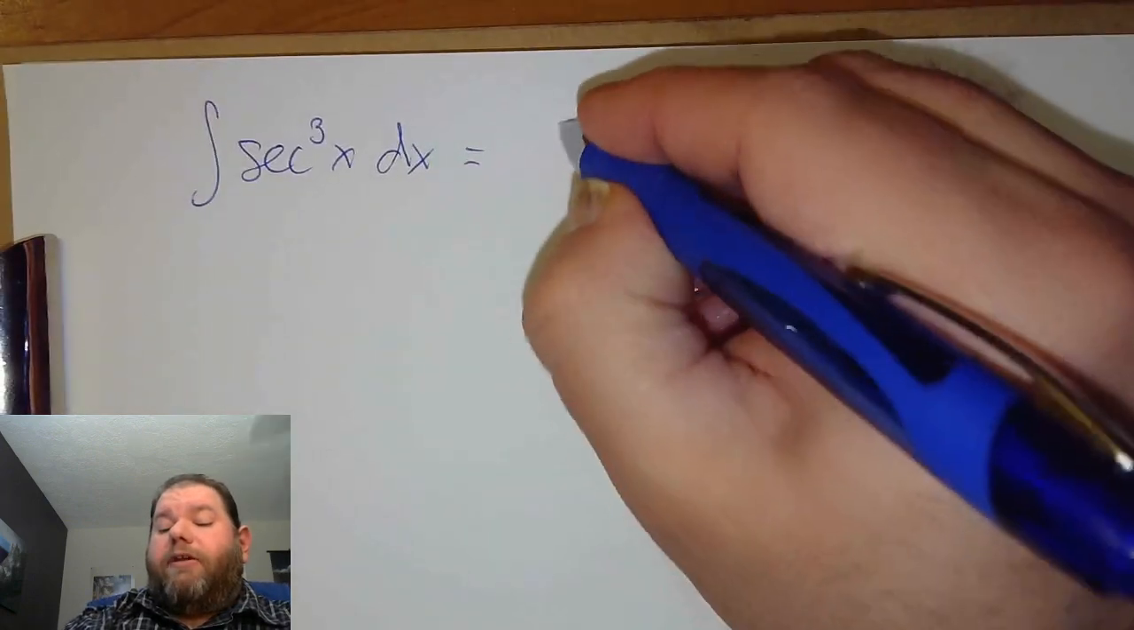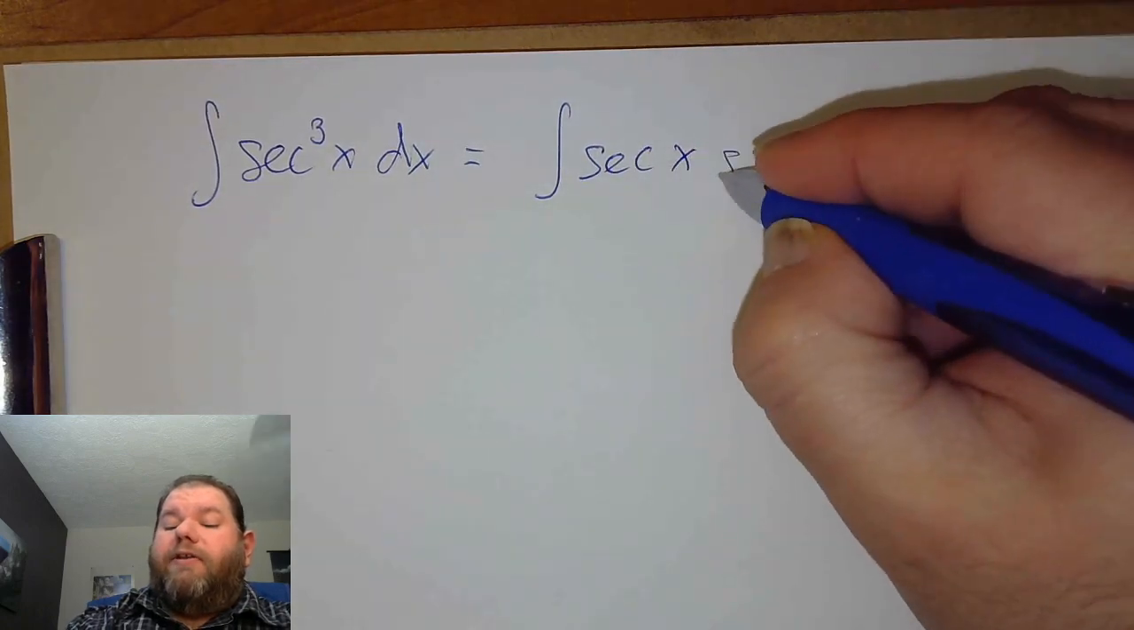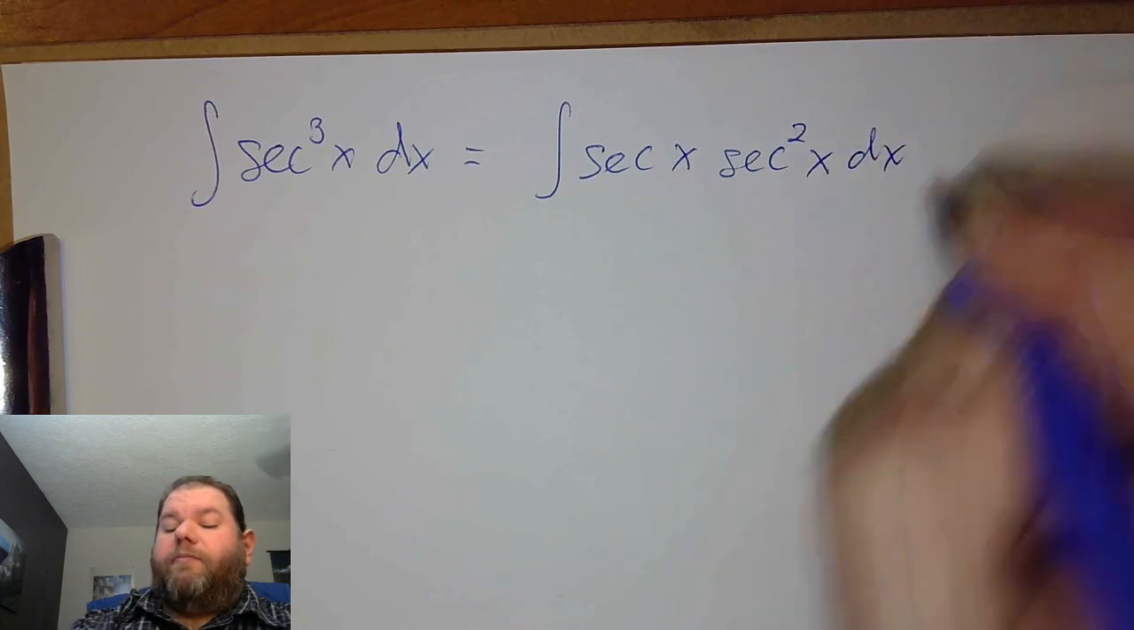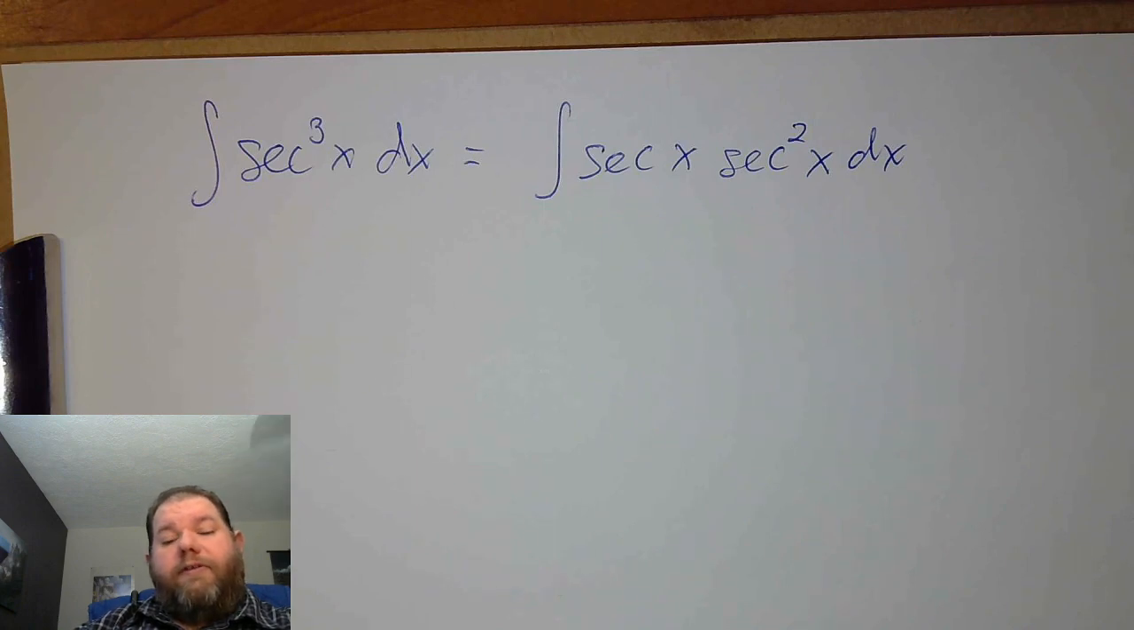But what we end up having to do is split up our secant cubed into secant x times secant squared x dx. Now, secant squared x, hopefully you recognized secant squared as being the derivative of tangent of x. The derivative of tangent x is secant squared x dx.